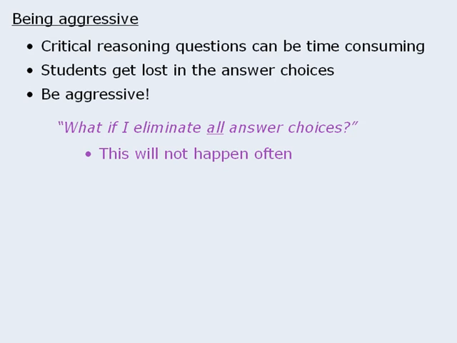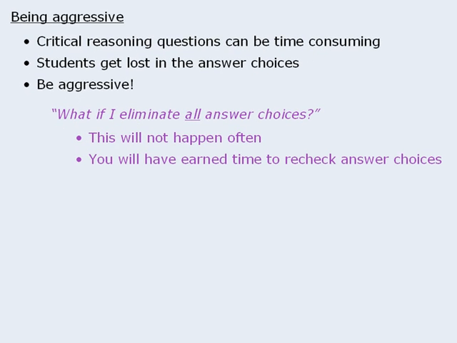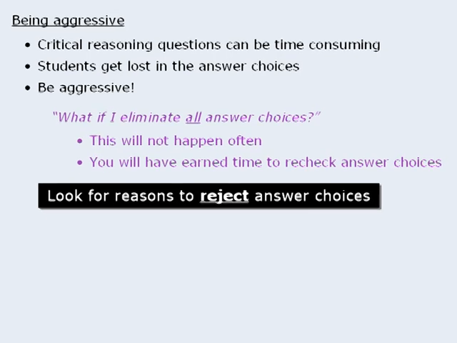First of all, this will not happen often. So most of the time, you will be answering the questions quickly and effectively. Second, if and when you do eliminate all of the answer choices, you will have done so quickly, which means you probably have earned enough time to go back and recheck the answers. Plus, you will have at your disposal the extra time that you saved by answering other questions quickly. So the big takeaway is this. Rather than look for reasons to keep answer choices, look for reasons to reject them. This will save you considerable time in the long run.